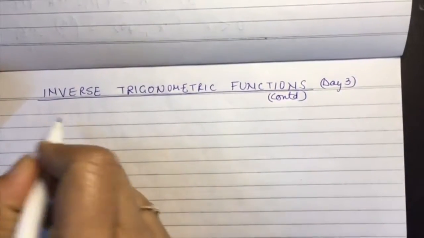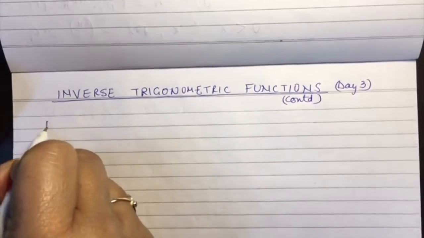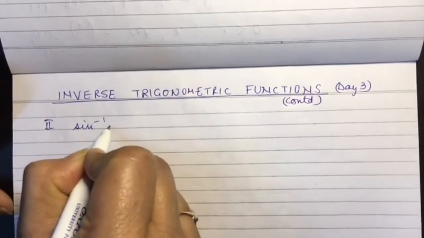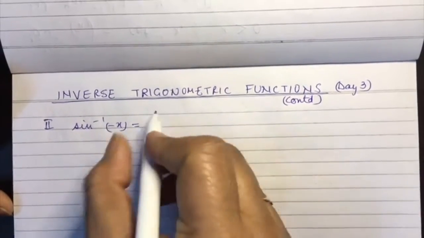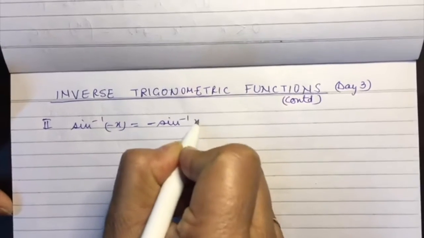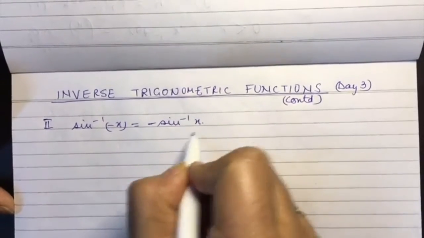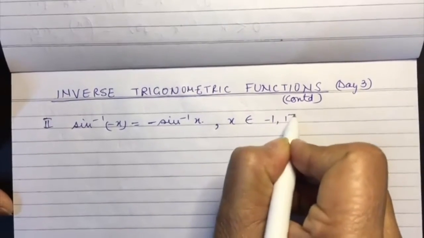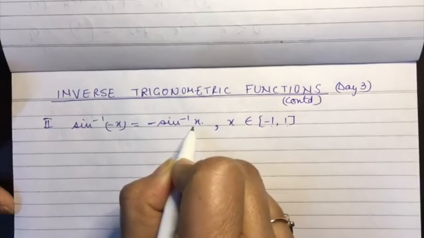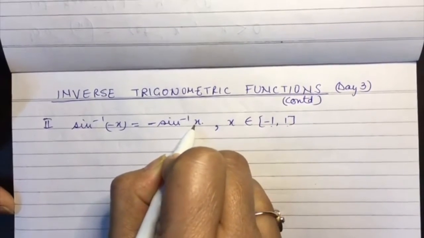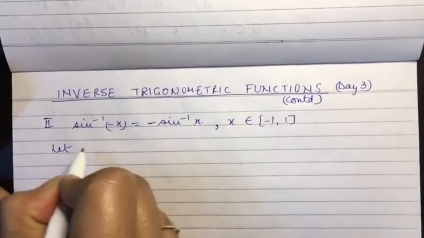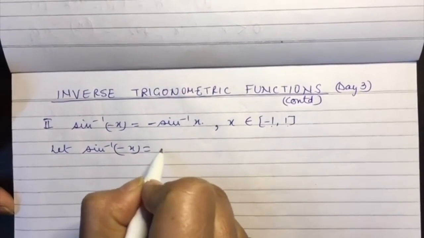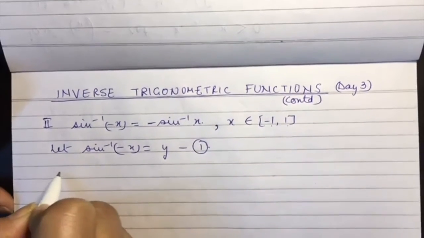Let us now do the proof of the second property, which is sine inverse of minus x equal to minus sine inverse x. Now clearly here the restriction on x is that it should belong to minus 1 to 1, which is the domain of sine inverse. Now let sine inverse of minus x equal to y, call it equation number 1.